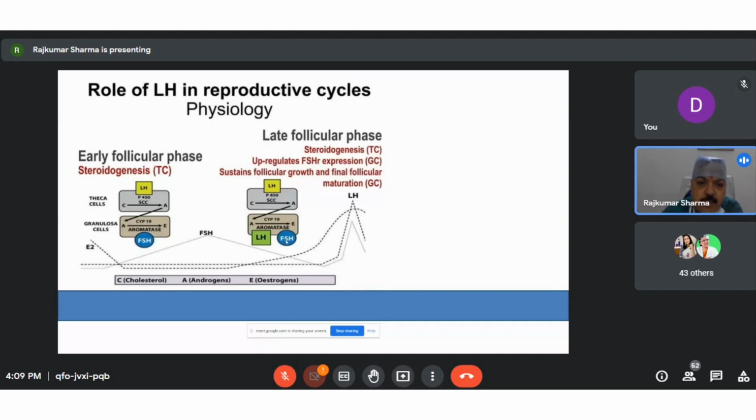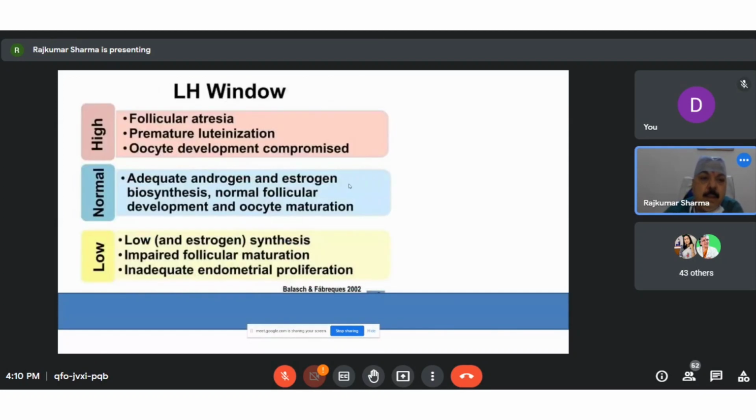So LH and FSH cause sustained follicular growth of the dominant follicle and cause final follicular maturation, which involves not only cytoplasmic but also nuclear maturation of the oocyte.